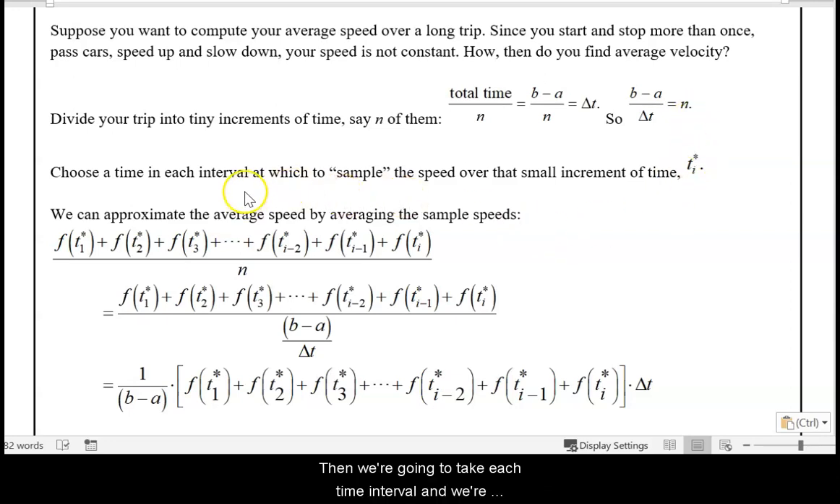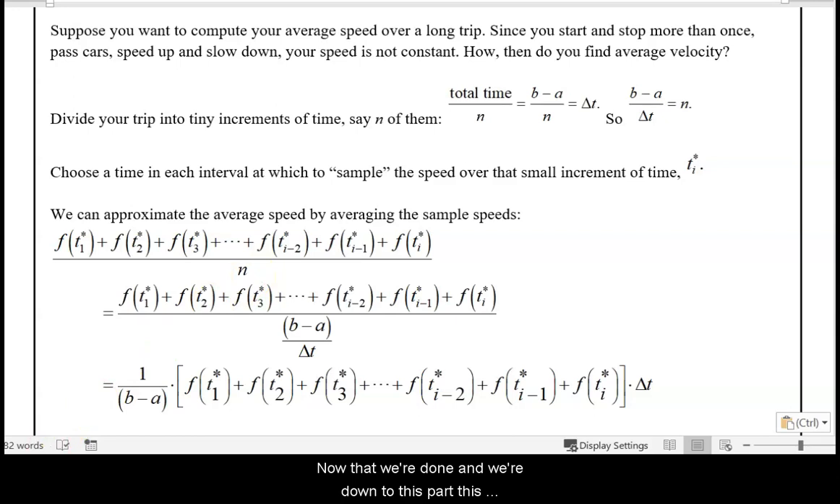Then we're going to take each time interval and we're going to just pick a time in that small interval of time, and we're going to compute or sample the speed in that small interval of time with whatever it is at that particular value, say t sub i star. Then we can find an approximation for the average speed by doing the following. We can take each of these speeds over each of the tiny little intervals for all of the n different intervals. Once we're done with that, we'll add them all together. When we're done, we divide by the number of intervals that we have.